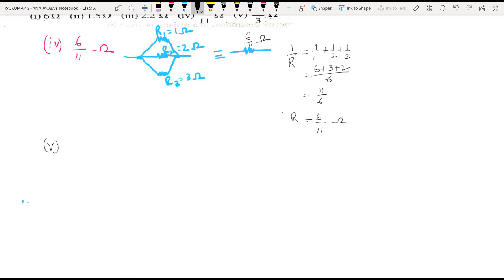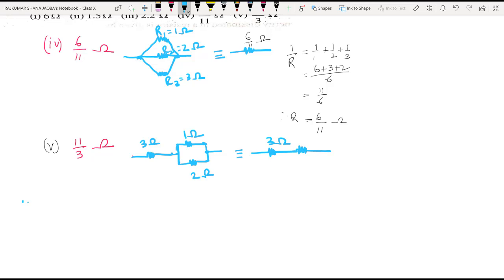Then last case, to get 11 by 3 ohms. We take the 3 ohms resistance, and the 1 ohm and 2 ohms are in parallel. Their equivalent resistance will then be in series with the 3 ohms.